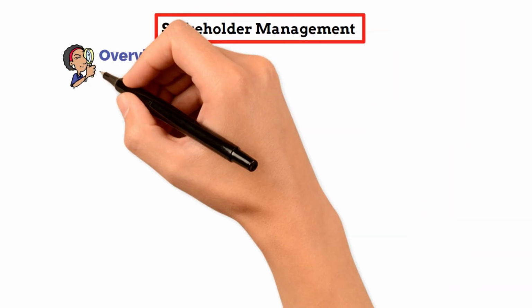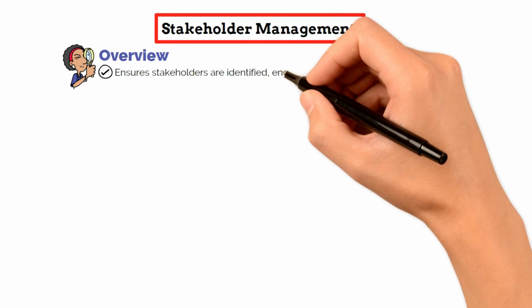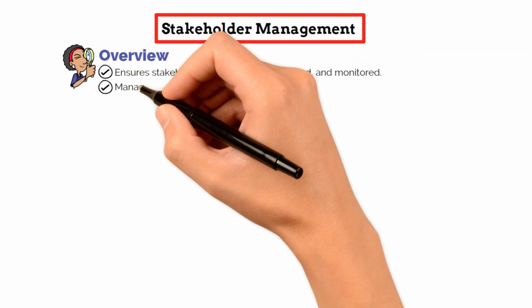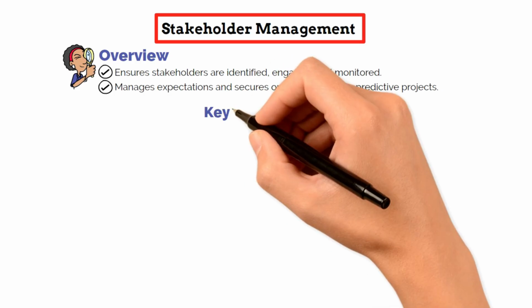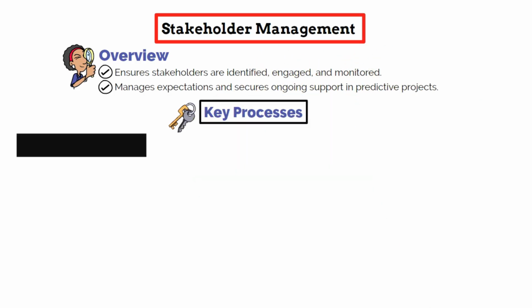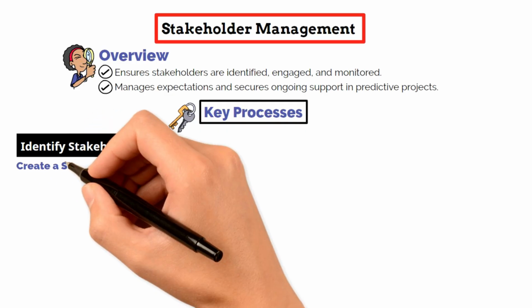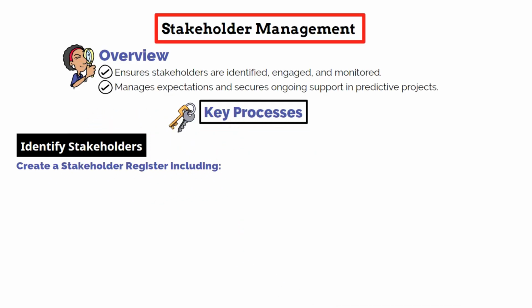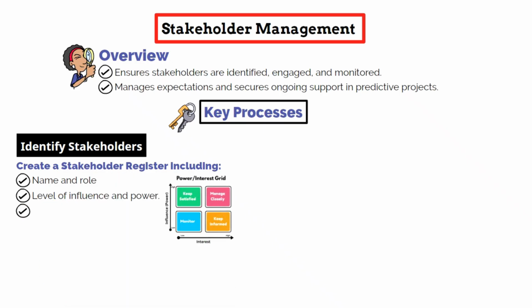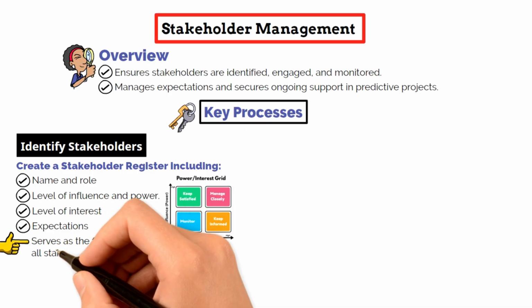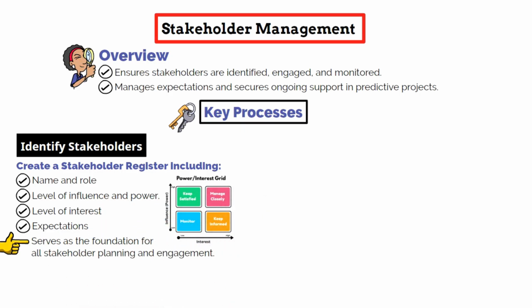The topic we'll cover is Waterfall Stakeholder Management. The process is used to identify, engage, and monitor stakeholders to ensure their expectations are managed and their support is secured. In predictive projects, this begins with identify stakeholders. The project manager develops a stakeholder register that includes names, roles, level of influence, power, interest, and expectation. This register becomes the foundation for planning and managing engagement throughout the project.